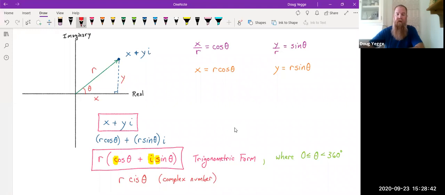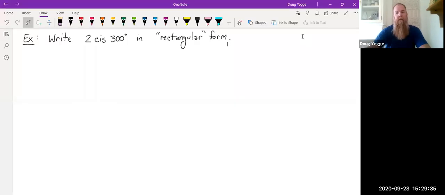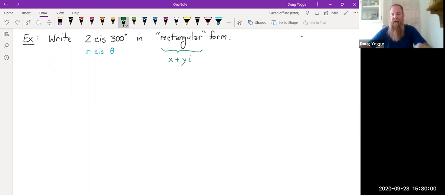All right, so let's try a couple examples. So here we have a complex number in trigonometric or polar form, where we know that this is the same as r cis theta. And what we're trying to do is turn it into rectangular form, which is x plus yi. Rectangular because we can draw it on the rectangular coordinate system. And so our goal then is to find what x and y are.